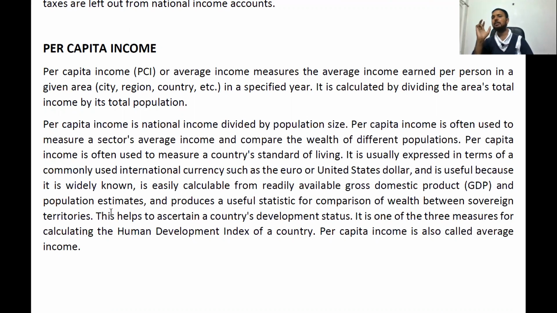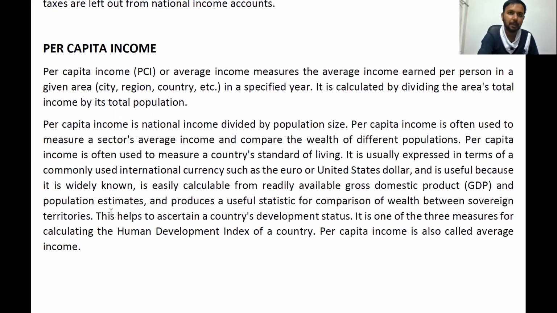Means when we divide the national income by the total number of people in a country, or we can say by the population of the country, we will get per capita income. It means it is a share. It is a share that goes to an individual from the national income. So when we divide the total national income by the population in a country, we will get per capita income.